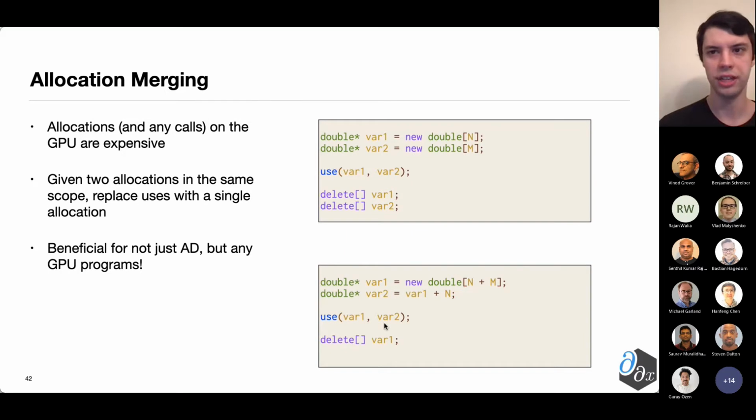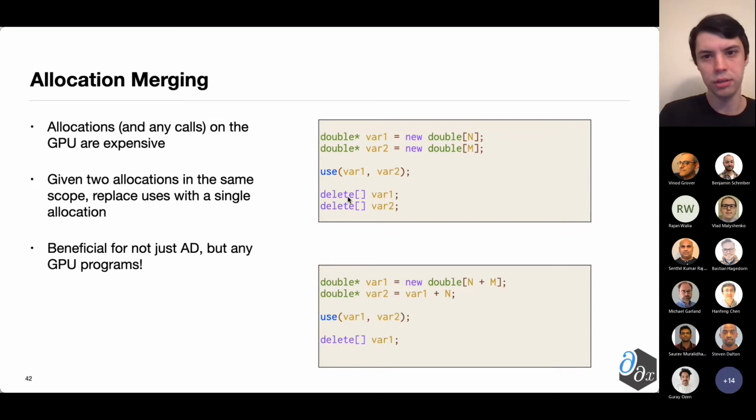One example optimization that isn't specific to AD, but instead specific to GPUs and comes up a lot in this context, is that allocations and, moreover, any calls on the GPU tend to be relatively expensive. So suppose you had some function that had an allocation for var1 and an allocation for var2. We used those variables, then we deleted those variables.